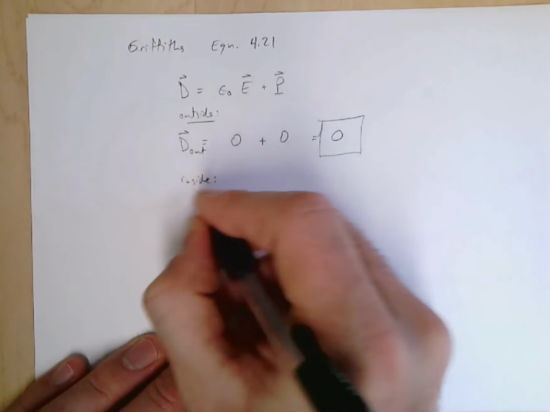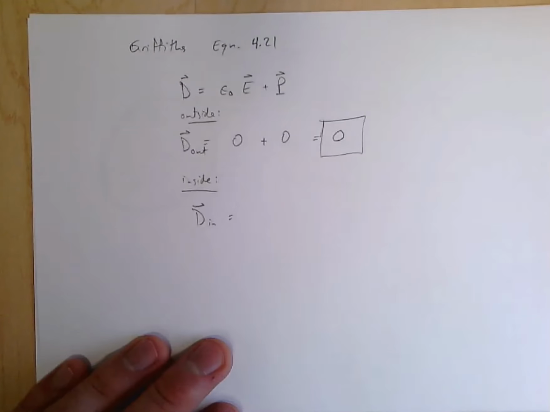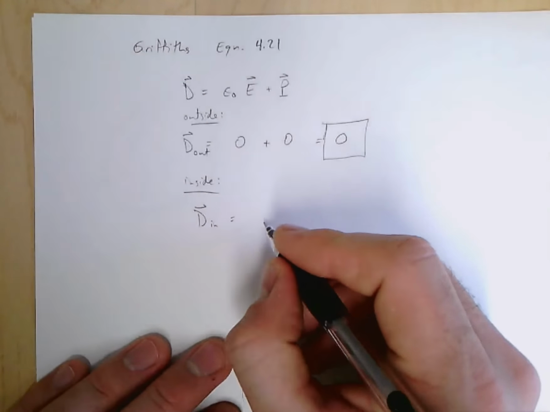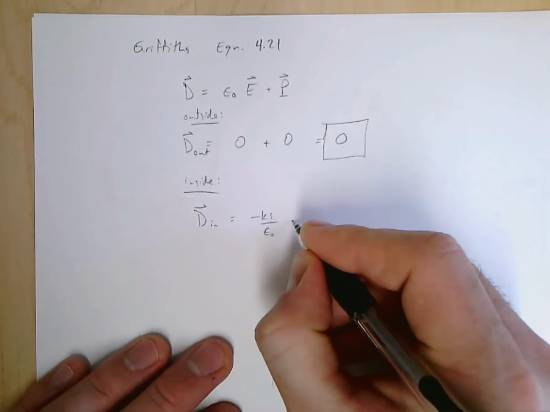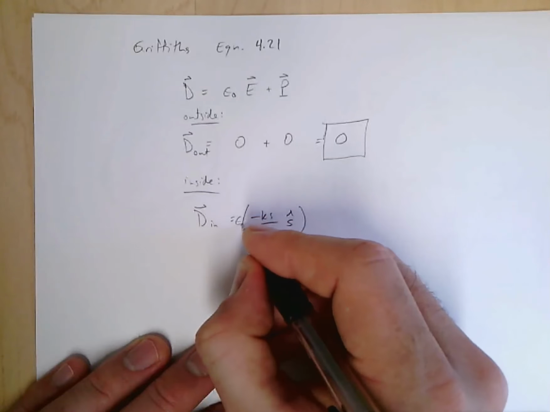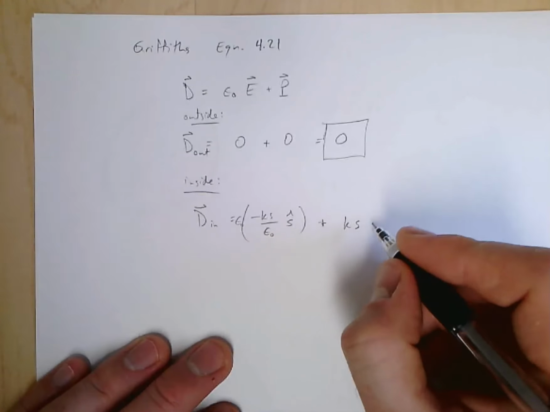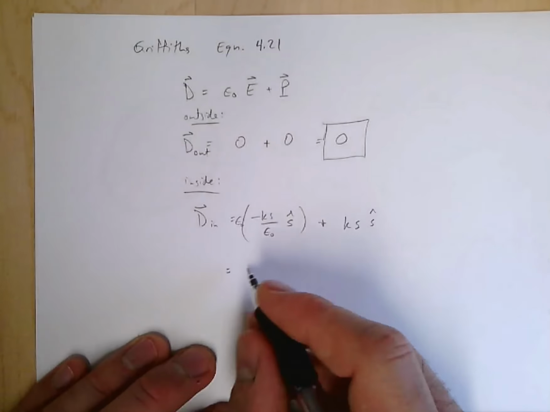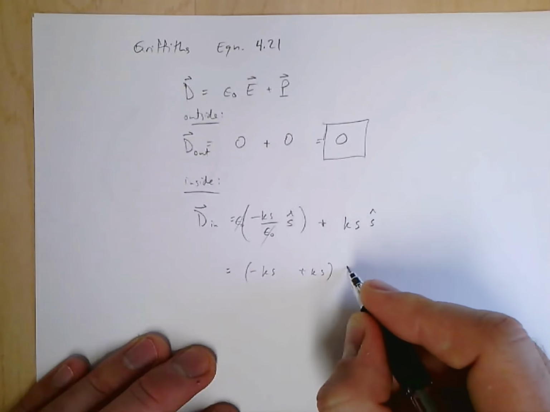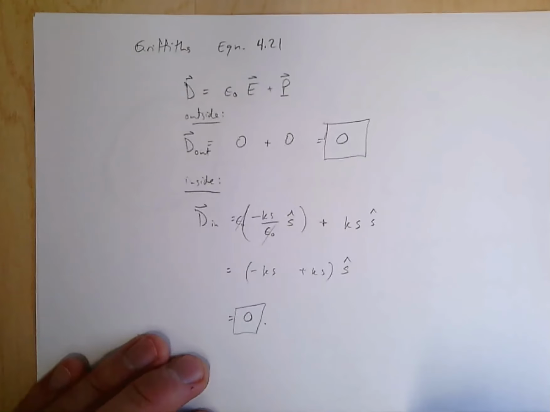Now inside, maybe there's something more interesting happening. D inside, well, we're going to have to add some stuff here. So I've got to look back to my solution. Hopefully you've got this copied onto your paper as well. I have minus ks over epsilon naught in the s hat direction, and then I have this epsilon naught here, so I'm going to write epsilon naught. Then I'm going to add the polarization, which I know to be ks in the s hat direction. So epsilon naught times minus ks over epsilon naught, plus ks in the s hat direction, and that's equal to 0. Cool.